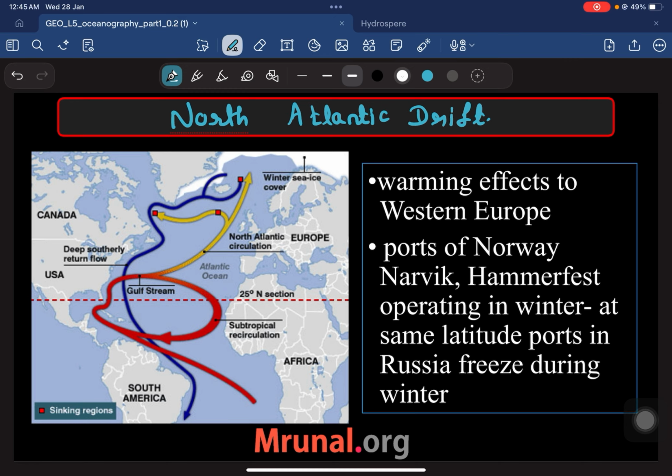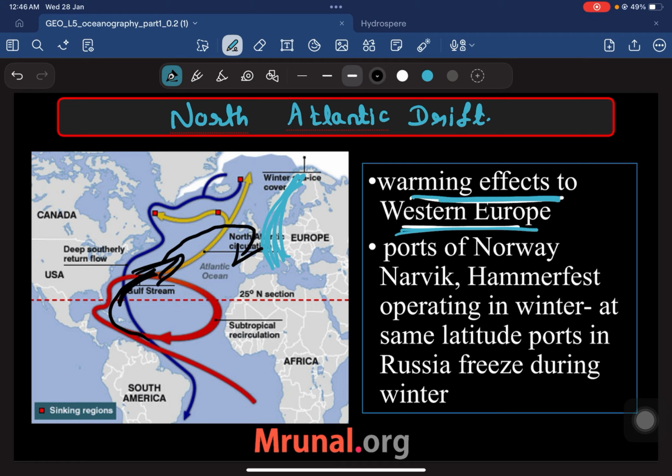North Atlantic drift. What is the meaning of North Atlantic drift? North Atlantic drift means it will give a warming effect to Western Europe. This is Western Europe, right? See here. How? This Gulf Stream is moving like this, and while it is moving, it will move up to the western side of Europe.